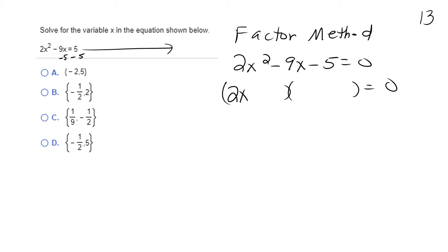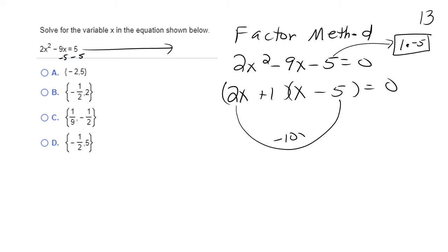I have 2x times x will give me 2x squared. And then this 5 is actually 1 times a negative 5 as factors. So let me go ahead and try a positive 1 and a negative 5. I need to make sure that this is the right combination. So let me multiply my outer terms to get negative 10x, multiply my innermost terms to get a positive 1x, and if you combine these like terms, you see a negative 9x, and that is my middle term. That's how I know my factoring is correct.